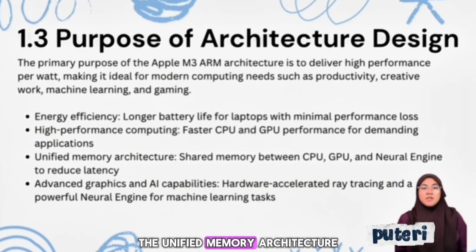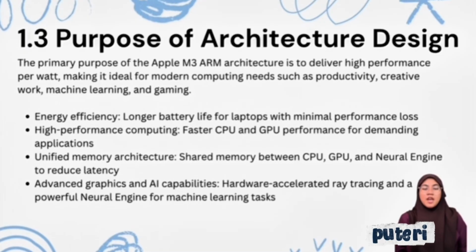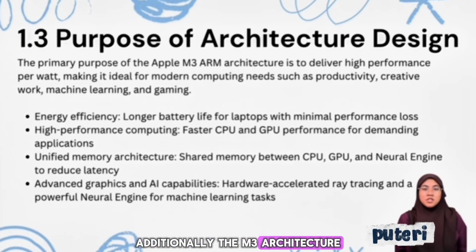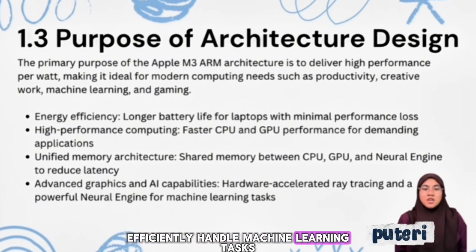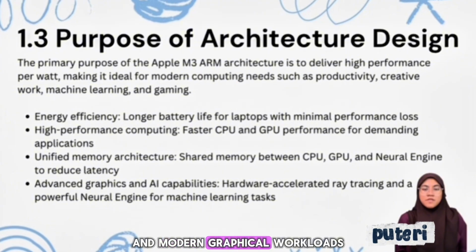The unified memory architecture further enhances efficiency by enabling the CPU, GPU, and neural engine to share the same memory pool, which reduces data duplication, lowers latency, and improves overall system responsiveness. Additionally, the M3 architecture includes advanced graphics and artificial intelligence capabilities, such as hardware-accelerated ray tracing and a powerful neural engine, allowing the chip to efficiently handle machine learning tasks, advanced visual effects, and modern graphical workloads with improved speed and realism.